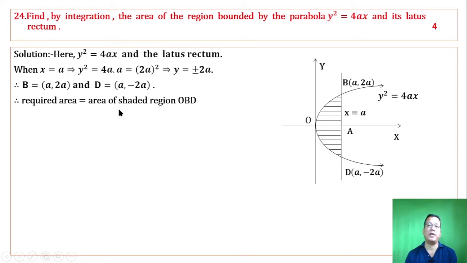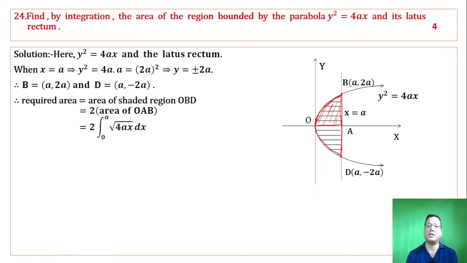Required area is the area of the shaded region OBD. That is the area of the shaded region. Then which is equal to 2 times the area of the upper half, since the parabola is symmetric about the x axis, so the area is twice the upper part.